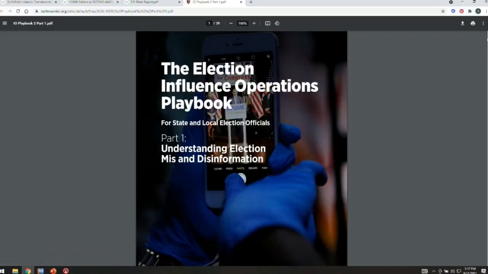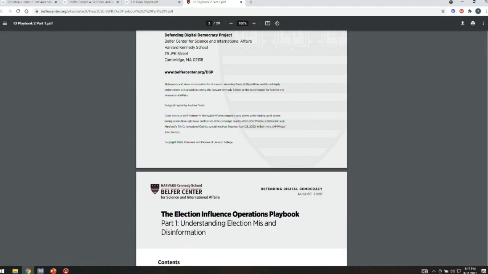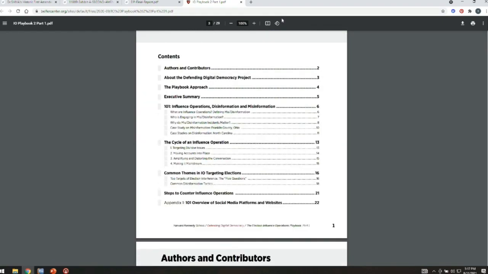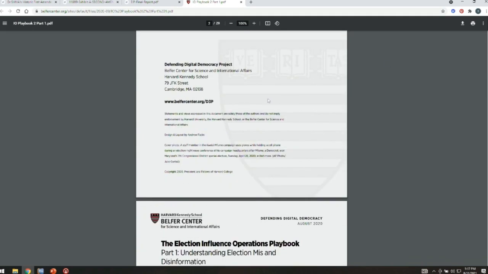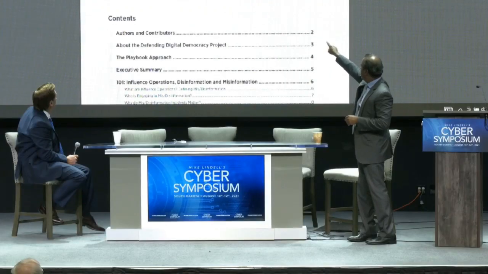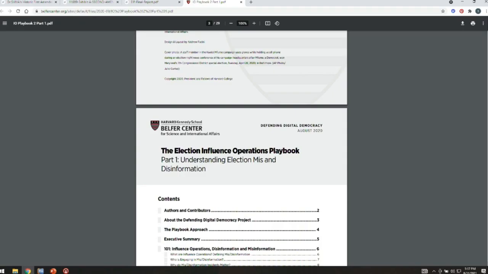P-L-A-Y-B-O-O-K-S. Okay? Doug, you can just scroll down. That's a playbook. It's called the Election Influence Operations Playbook. Part one. It was published at the Harvard Belfer Center. And this playbook calls it influence operations. What is influence operations? This playbook defines the theoretical framework of censorship in the United States. It says an influence operator is anyone who has influence to change the narrative.